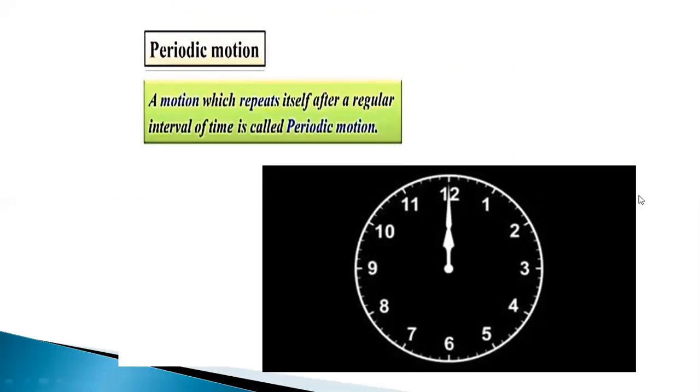See here, if you see the needle of the clock, again after 12 hours, it comes to its original position. Again after 12 hours, it comes to its original position. So this type of motion repeats itself. Is this motion repeating itself? Yes, after 12 hours, it repeats itself. So this type of motion is known as periodic motion. A motion which repeats itself after a regular interval of time is known as periodic motion.